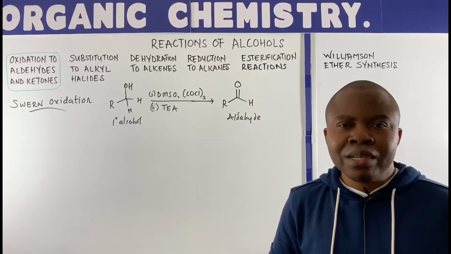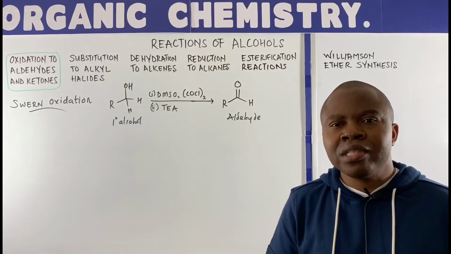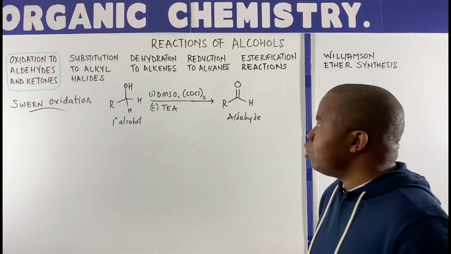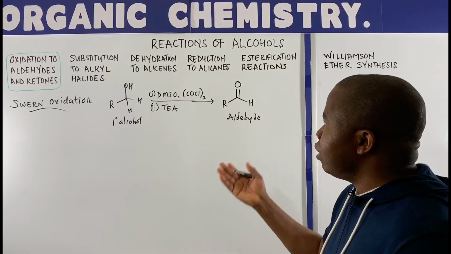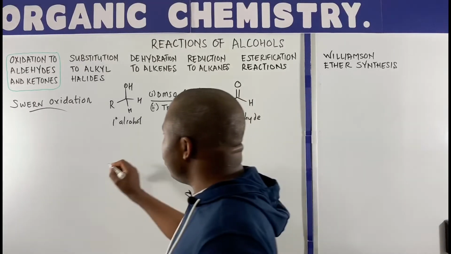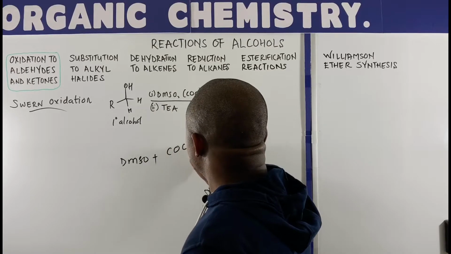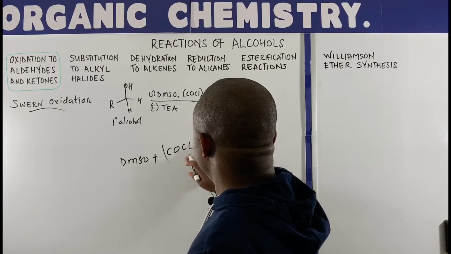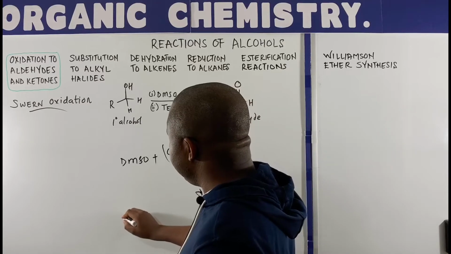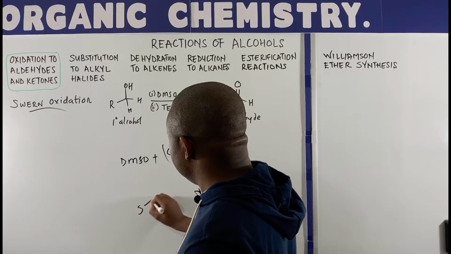In the previous example of oxidation of alcohols, we talked about using chromic acid and PCC as oxidants. Now we're going to look at the Swern oxidation, where we're going to be looking at the DMSO and the oxalyl chloride as the oxidants. So basically, DMSO will react with oxalyl chloride to give the active oxidant. So we're going to have something like this. This is DMSO. DMSO is dimethyl sulfoxide. So we have something like this.